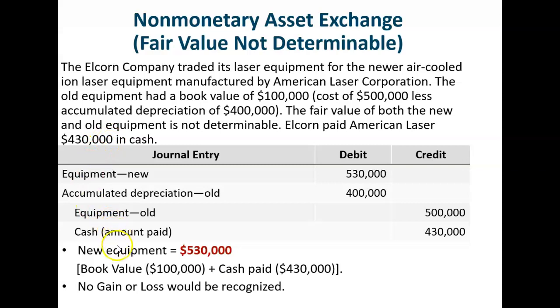The new equipment would be debited for $530,000, which is the book value of $100,000 plus the $430,000 cash paid. Same debits and credits to get the old asset off the books. Debit accumulated depreciation by $400,000, credit equipment by $500,000, and credit cash, $430,000. Notice that no gain or loss was recognized on the transaction.